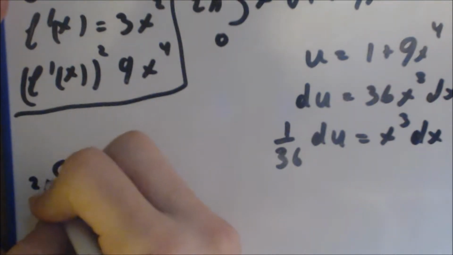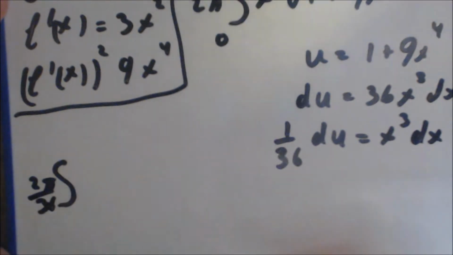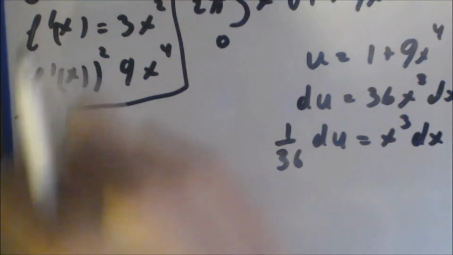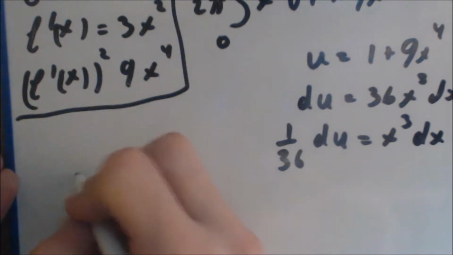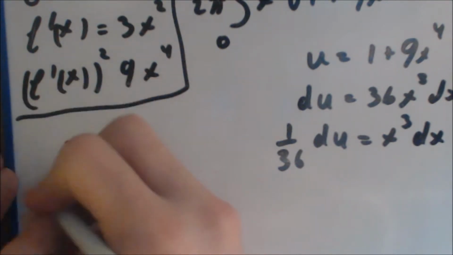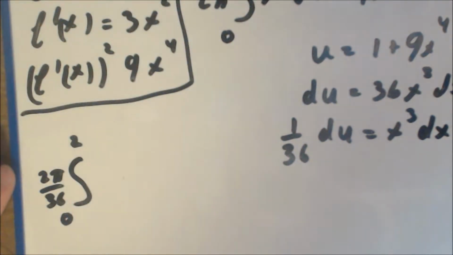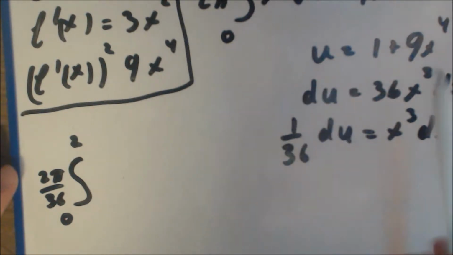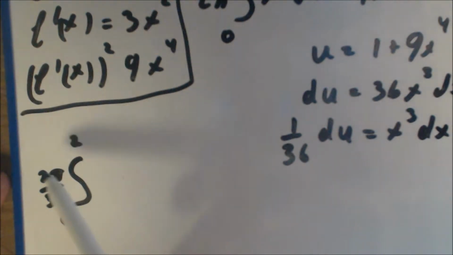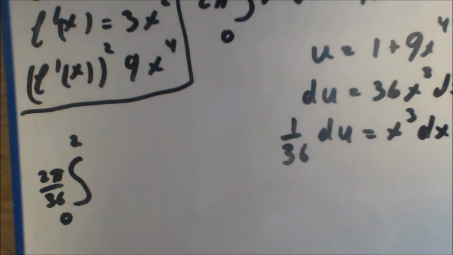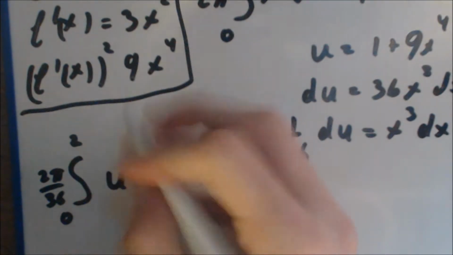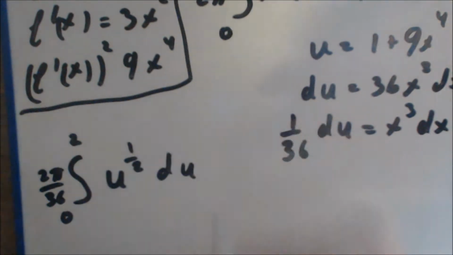It's actually going to be 2 pi over 36. Let me make the integral sign bigger so we can fit everything. When you bring in the du, you have to bring in the 36. That's a constant, so it just goes under the 2 pi. This will simplify to pi over 18, but I'll add that after I do the u-sub. So this is actually going to be u to the 1/2 du.